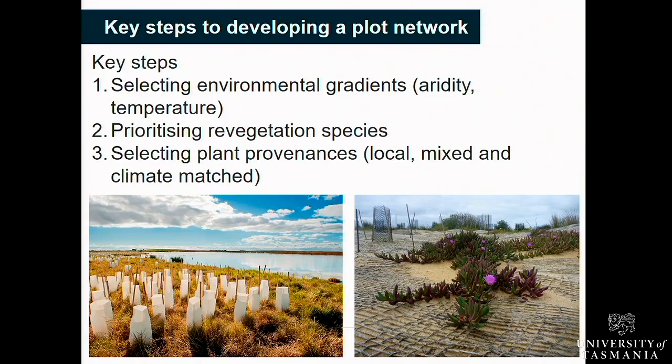So what are the key steps when developing a climate plot network in Victoria? Well, we want to select on environmental gradients. We've heard today in a lot of talks that things like aridity and extreme temperature and rainfall events are really important factors to take into account. We want to prioritise the species we use in revegetation, and we also want to look at what plant provenances we use in these revegetation activities.